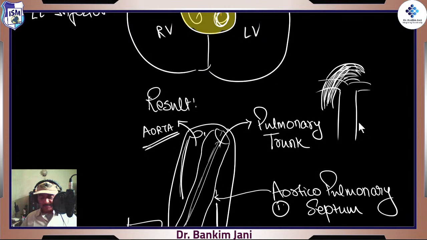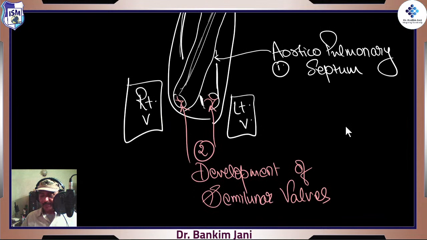So that is what is called the aortico-pulmonary septum. A septum between the aorta and pulmonary trunk. So they both are now separate. Then in the second stage, as they were having valves, those valves develop. Right? That is the second.